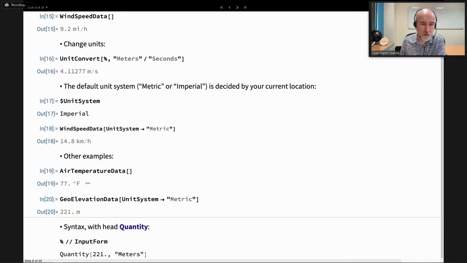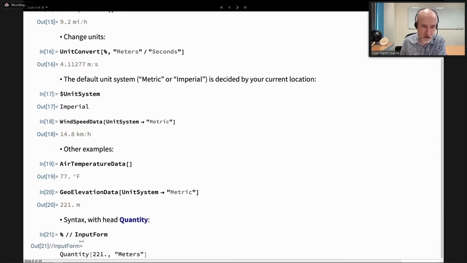And all these quantities are all expressed in the same language. As usual in Wolfram language, it's an expression with a head and arguments. In this case, the number corresponding to that quantity and the unit in the second argument. So we have thousands and thousands of different units you can change to. And so this is very powerful.